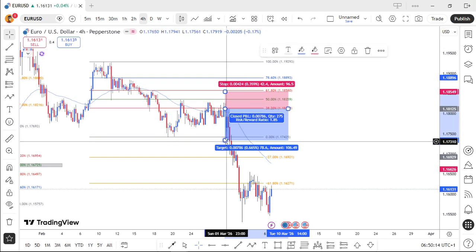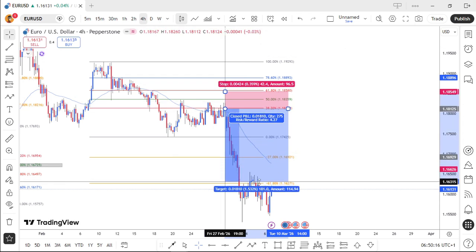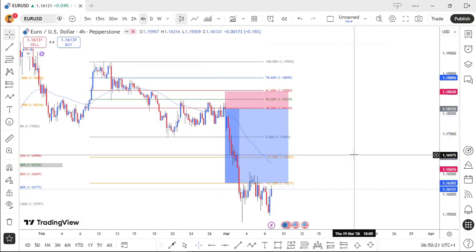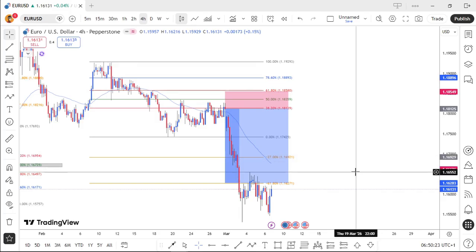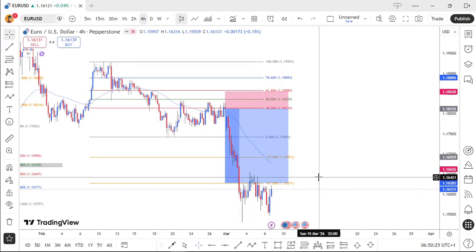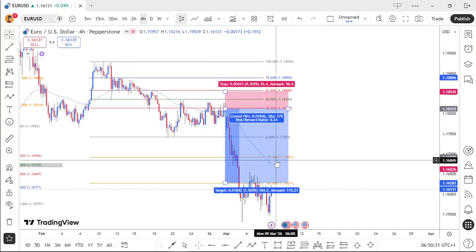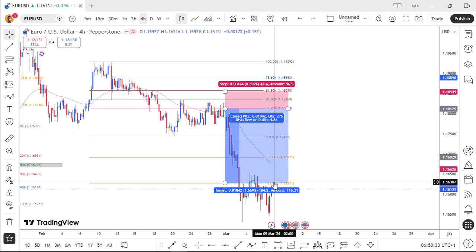Then for your take profit, look for the next support level to be your take profit. I told you that one good thing about the Fibonacci retracement is that it will show you your potential take profit level, which is the 27.0 or the 61.8. So in this case, it has shown us our potential take profit level.